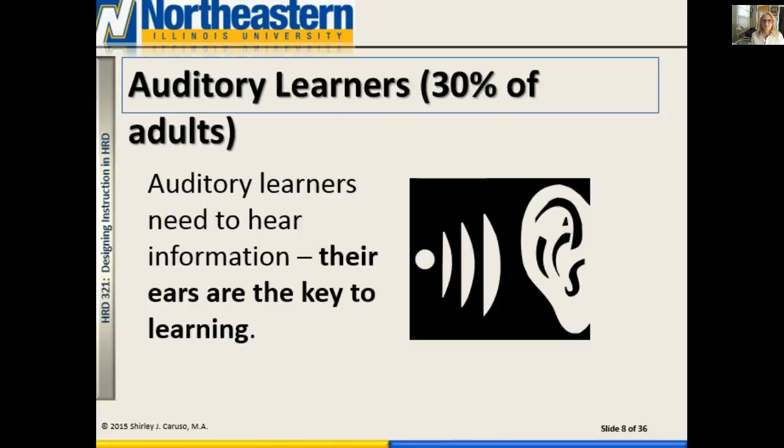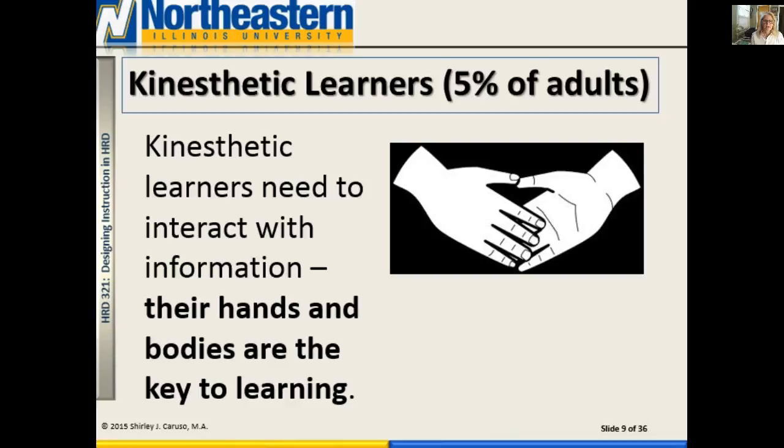Auditory learners account for 30% of adults. Their ears are the key to learning. And kinesthetic learners account for about 5% of adults. Their hands and bodies are the key to learning. It's important when you are designing instruction to include learning activities that appeal to these 3 learning styles.